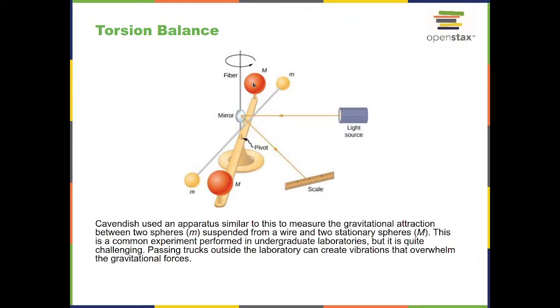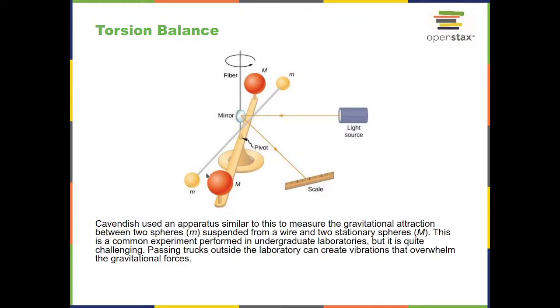So we have a couple of big masses here, and then we have a suspended set of two little masses here, that is hanging from a wire. This is actually an experiment that we do with the third and fourth year physics students in the lab on the fifth floor of the Allen building. So you can actually measure the effect due to gravitational attraction between the little mass and the large mass here, and the little mass and the large mass here.